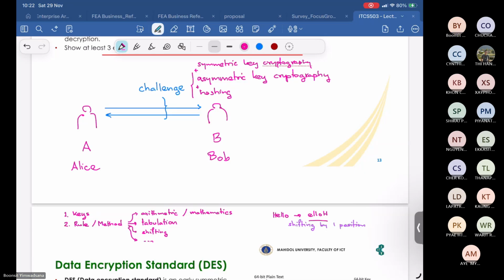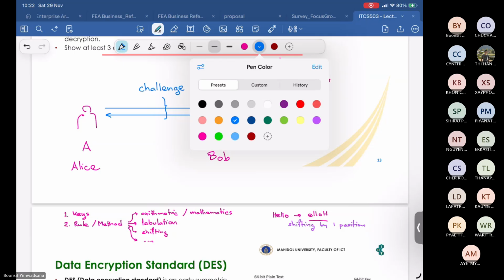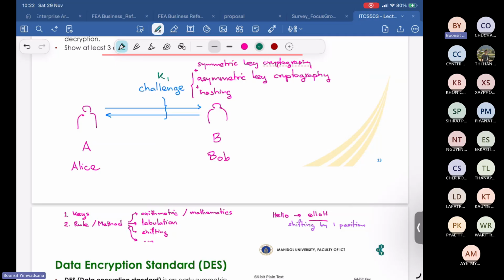So, for example, first we use the secret K1 to communicate with each other. But in the case that we don't know each other, we cannot use symmetric key and asymmetric key. We must use a standard. Then, after the standard is established, A and B will challenge each other and find out whether you are a legitimate user or a computer. After that, a key K will be generated.